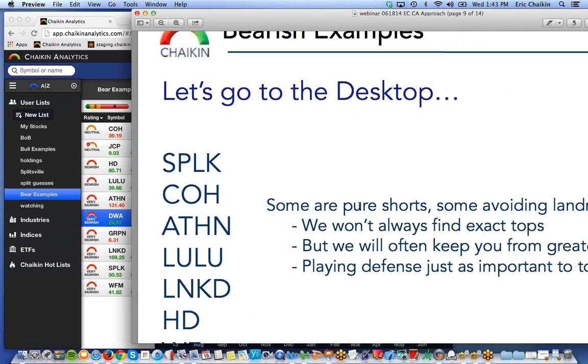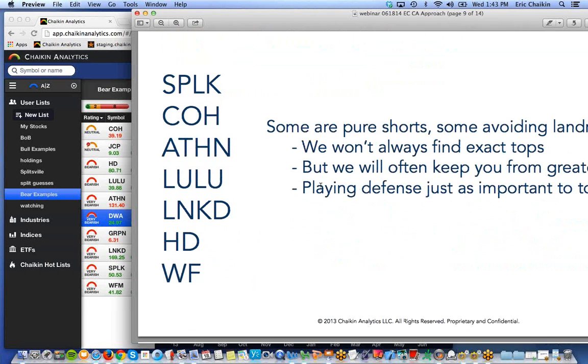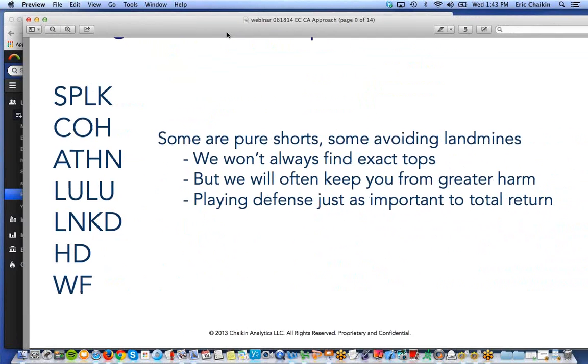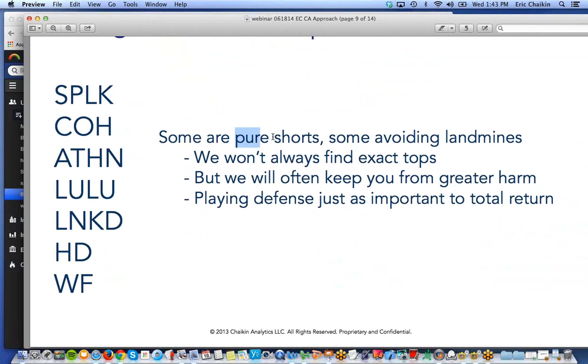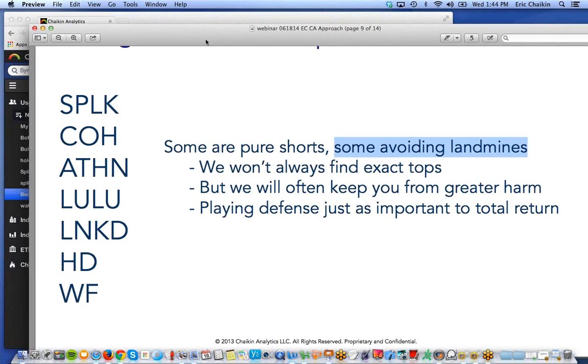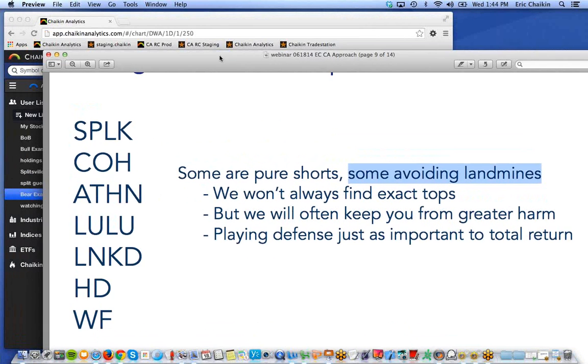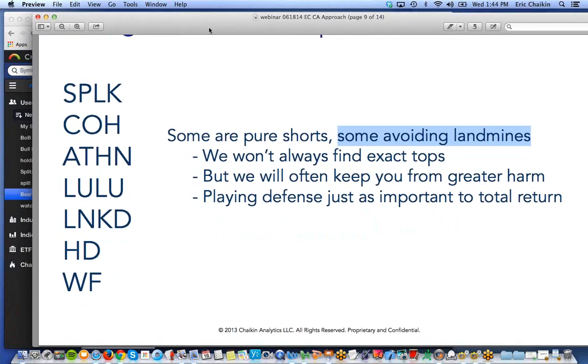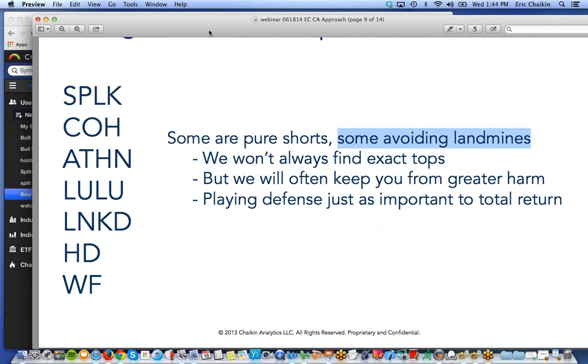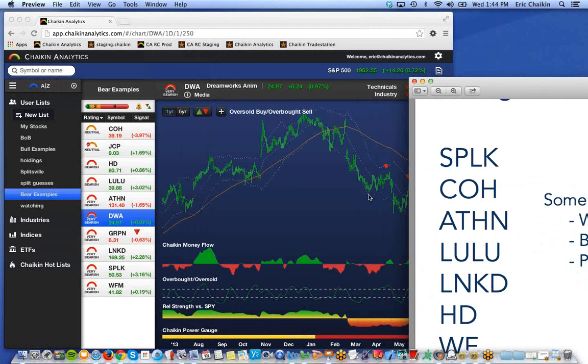I don't think I need the slide to tell you that, but sometimes the bearish stocks are pure shorts, especially depending on your market orientation. Sometimes when you get bearish stocks, you'll be able to avoid landmines either by not buying a stock you might have bought otherwise, or getting out of a position that you're in. It may even be leaving some money on the table but saving you a lot more. Playing defense is just as important to total return as finding winners.